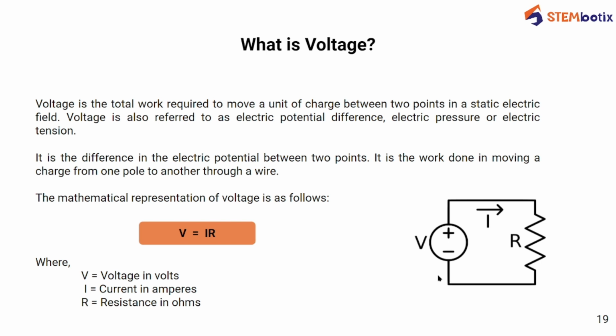In mathematical representation, you can refer to voltage as the multiplication of current and load. So voltage is nothing but V equals I times R, current multiplied by resistance. Here V is voltage, I is current, and R is resistance.